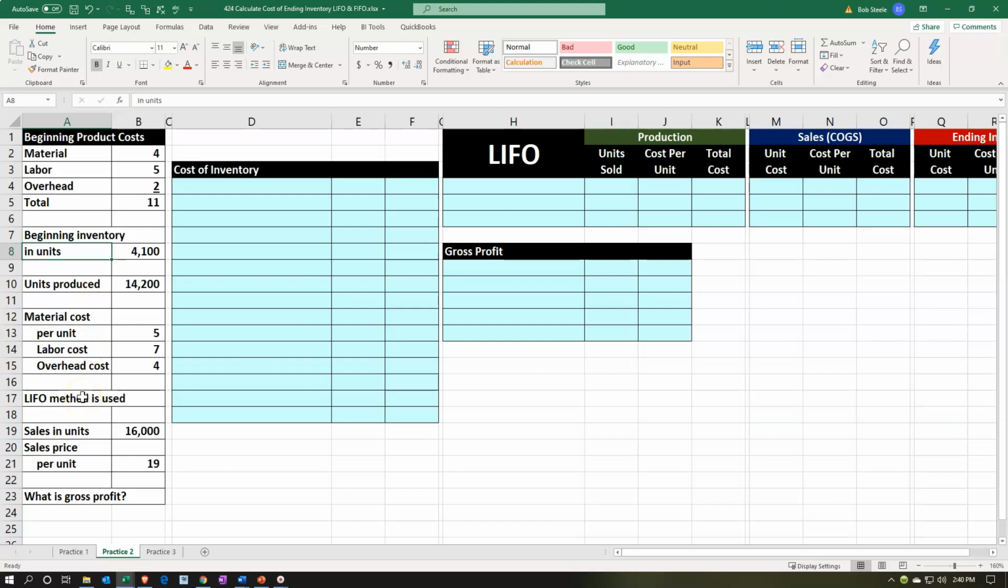We're going to be using the LIFO method. Sales that we're going to have in units for the current time period, 16,000. Sales price, 19. All right, let's go through this. Again, the questions they could ask, gross profit, that's what they're asking for here. That basically is telling us we need to calculate the cost of goods sold, but they could ask for ending inventory as well. So we're going to figure all of those things out as we go. We'll do this a bit faster. So we're going to say, all right, let's do our worksheet.